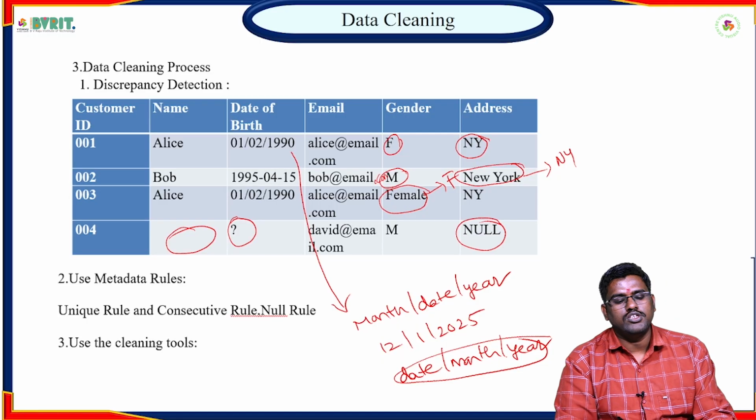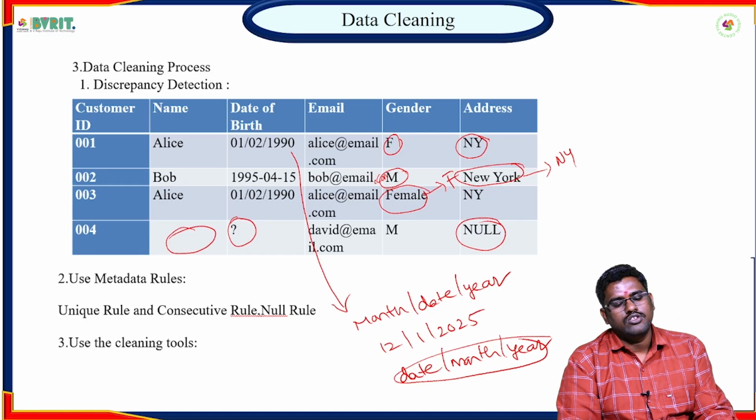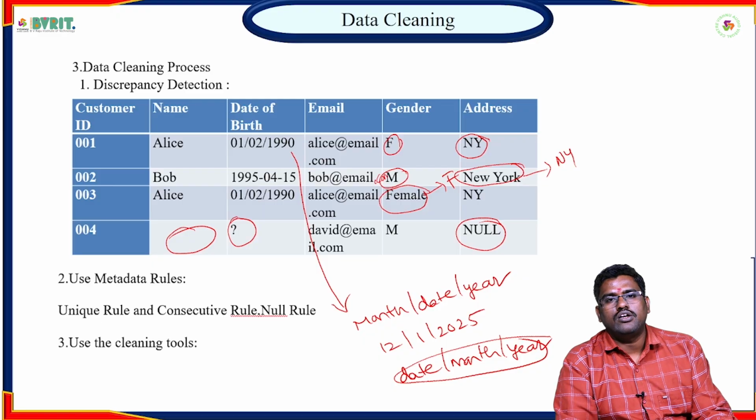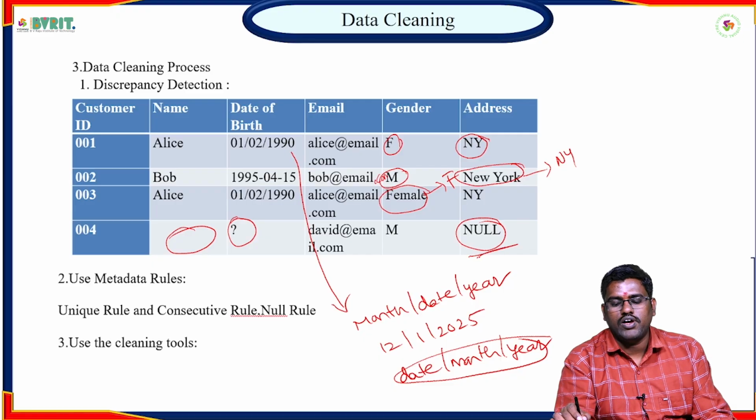Coming to the next one, using the metadata rules. Here we are using the unique rule, consecutive rule, and null rule. The unique rule means all the data is in a unique manner, that means different values with different values in the same warehouse. The consecutive rule means sequential continuous numbers will be there in the data. And the null rule means if the given data has any null type of values, those values also have to be considered. That is the null rule.